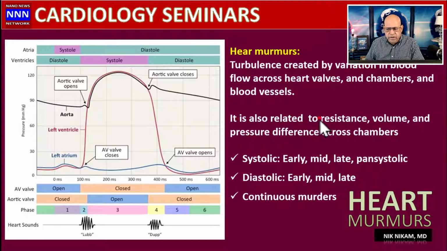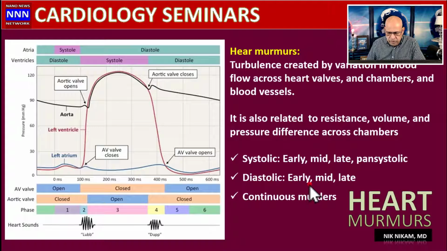It is also related to the resistance and the volume of blood going through an existing conduit, or pressure differences across different chambers. The murmurs can be systolic, diastolic, or continuous. Systolic murmurs can be in early systole, mid-systole, late systole, or in some cases pan-systolic. We're going to find out what these conditions are.